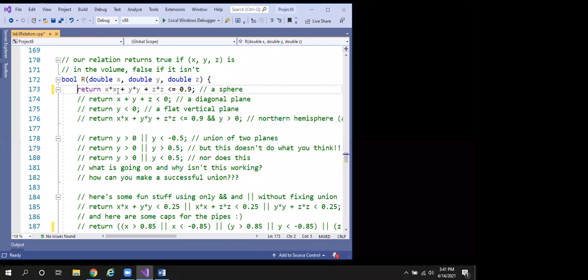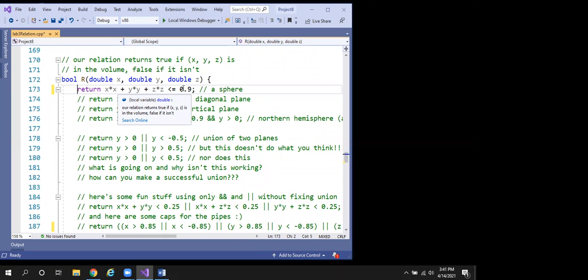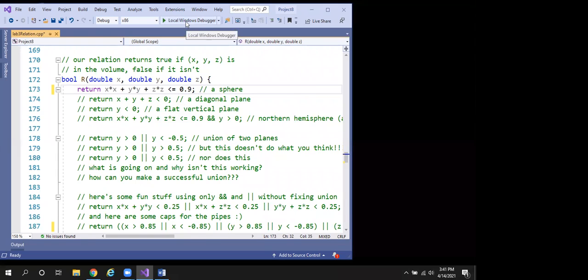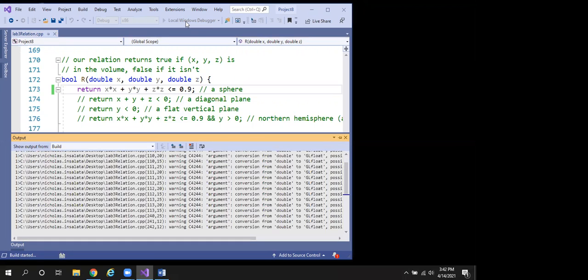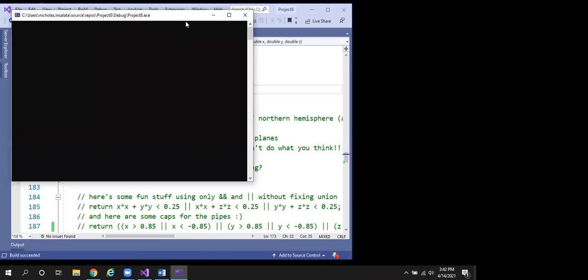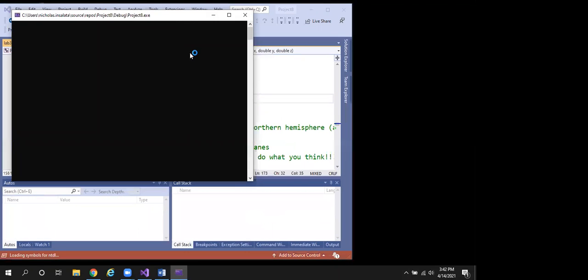All right, got x² + y² + z² is less than or equal to 0.9, which should make a sphere. Now, I haven't gotten to the heart of the matter yet. There's one more thing to do. Before I get to my intersects function, which is actually the clever part, let me show you what it does.